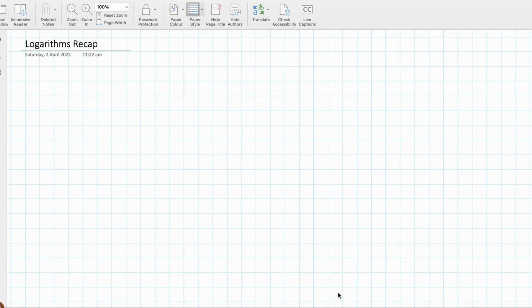Specifically the log laws, evaluating logs, and also solving with logs. The next video will look at some functions and some applied situations for logarithms. Now, logarithms, we're going to start off with just a bit of a definition this way.